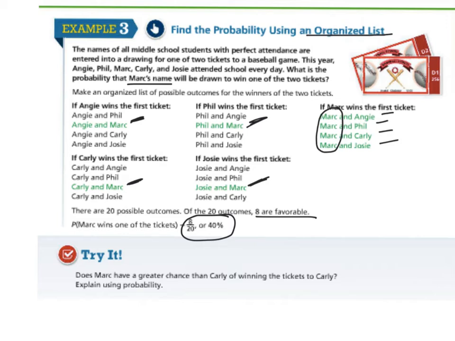Now let's take a look at the try it question. Does Mark have a greater chance than Carly of winning the tickets? Explain using probability. When we go back through the list here, Carly is listed in several places as one of the winners. And if you'll notice here, she is also listed 8 times out of the 20 possible outcomes, which means her chances of winning are still 40%. So neither of them has a greater chance. In fact, they have the same chance.